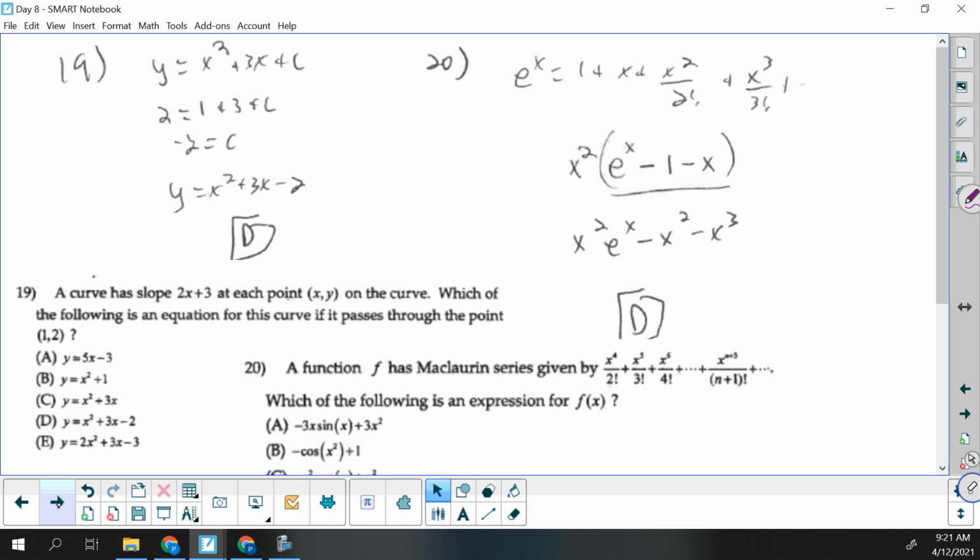So take your antiderivative, because the slope was 2x plus 3. You have your plus c on the end, sub in your point 1 comma 2, you get c is negative 2, and then put that back in for c and you get choice D.